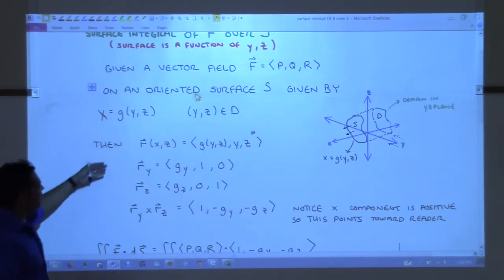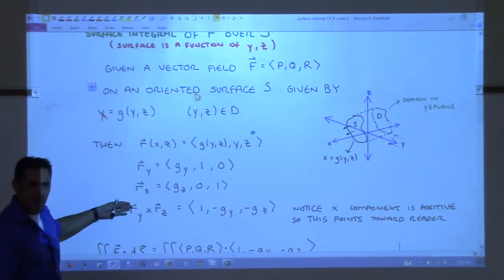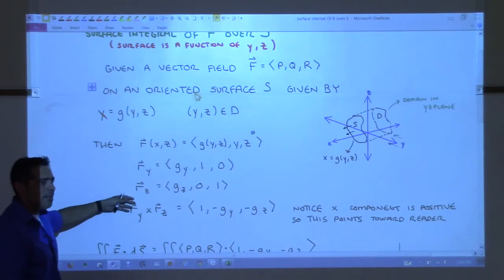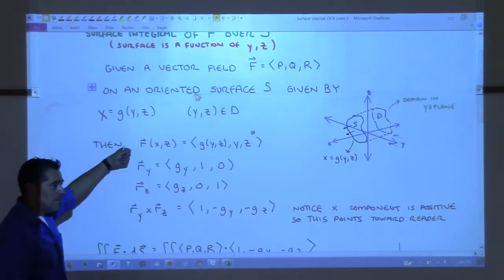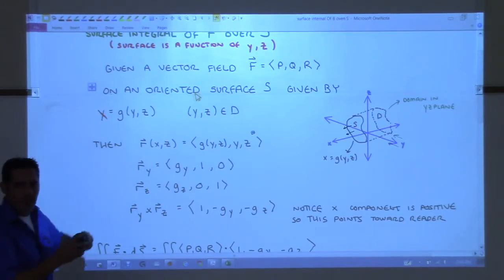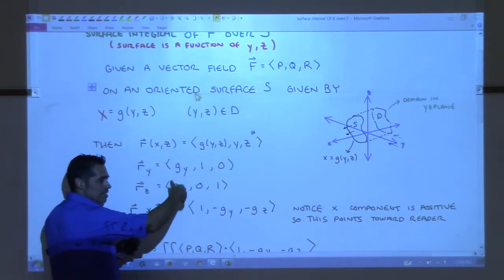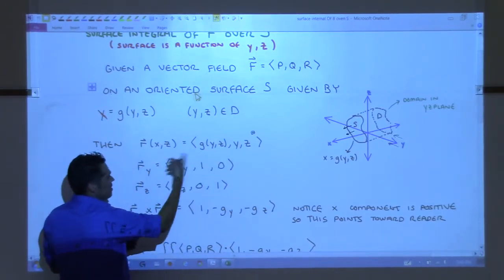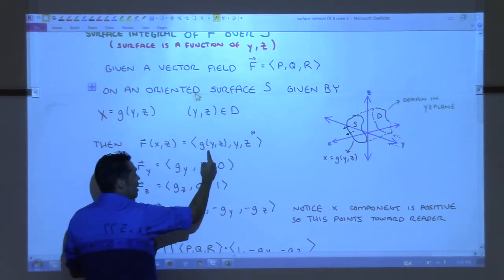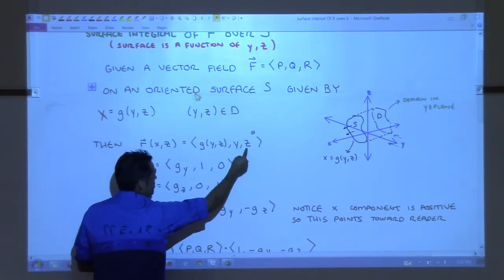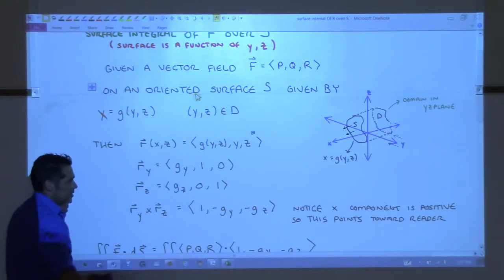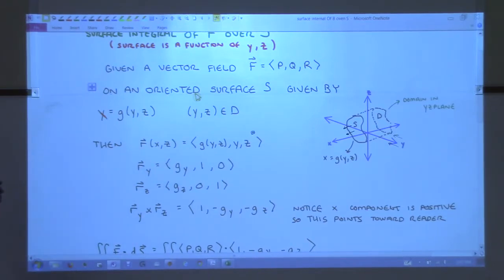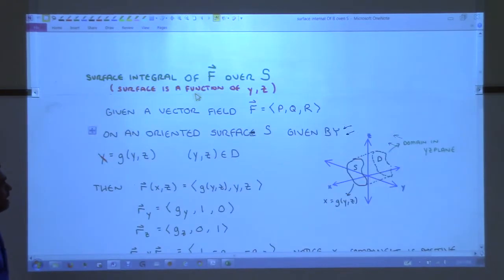Do y'all understand what I'm doing right here? Do y'all get this part? This is me using the original formula with r of u, v, but replacing x with x, y with y, and z with the function of x and y. Or in this case, replacing x with the function of y and z, y with y, z with z, and then doing all the partials and crossing. Okay, so that's it. We've got these three formulas now, in addition to the original one.